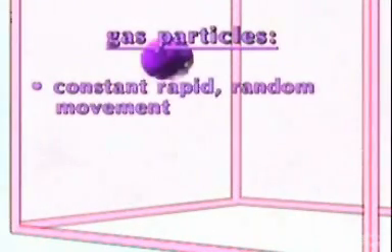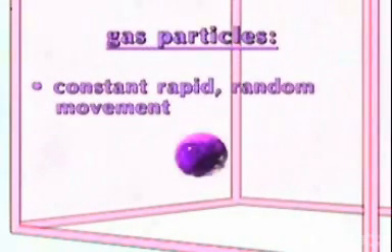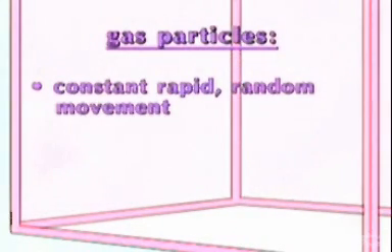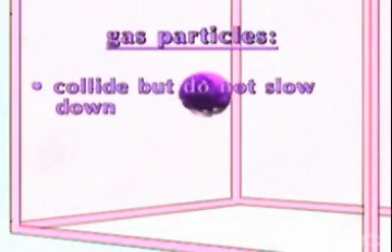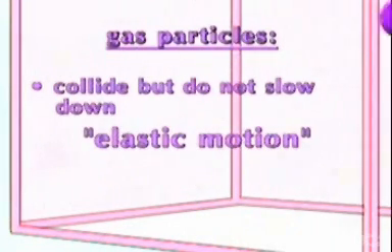The gas particles are in constant, rapid, random movement. This is one of the reasons why gases immediately fill their containers and why they quickly mix or diffuse together. Because gas particles are in constant motion, they collide with each other and with the sides of the container, but they do not slow down or lose energy. This is called elastic motion.